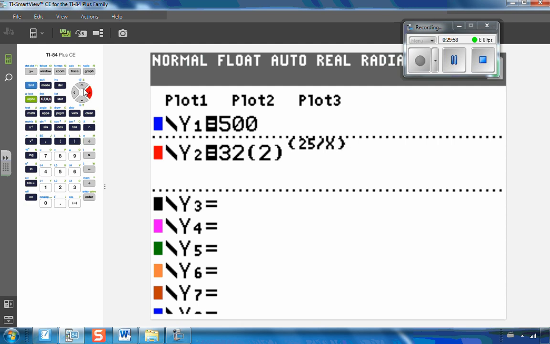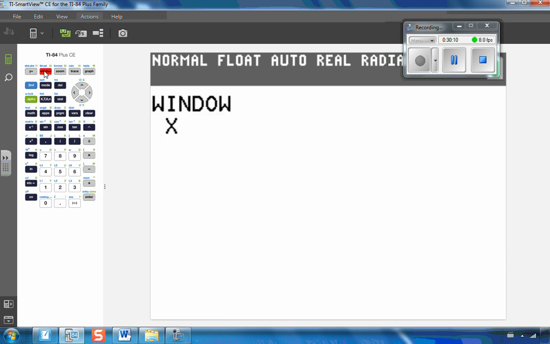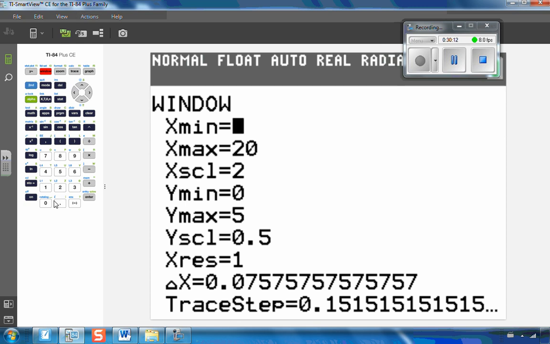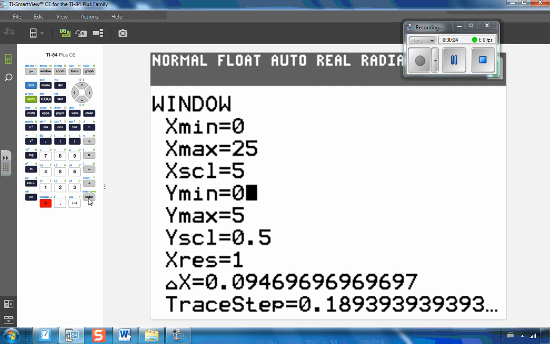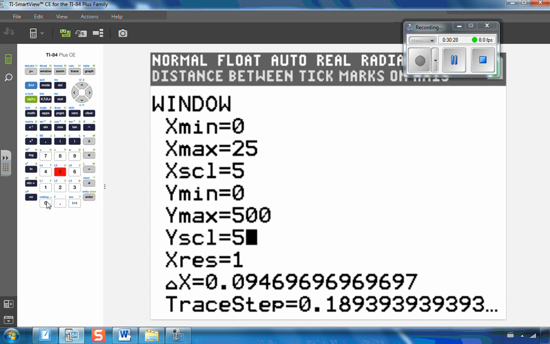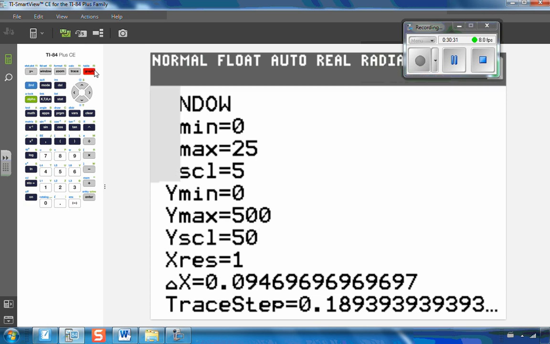Okay, so let's talk about a window setting. So we're going from 32 insects to 500 insects, and that is your y values. In 25 weeks, that's your x values. So my window for x, I'm going to go from 0 to 25 weeks, and we'll go up by, say, 5s. And then your insects, they're going up to 500. So we'll go 0 to 500, and we'll go up by, say, 50s. Okay, so let's hit graph and see what we get.